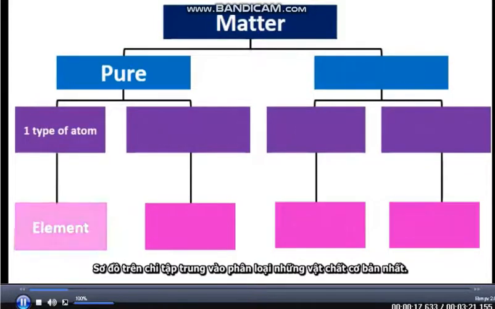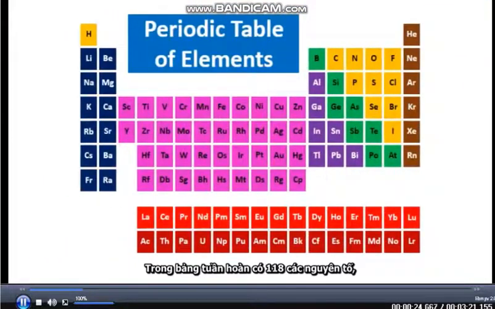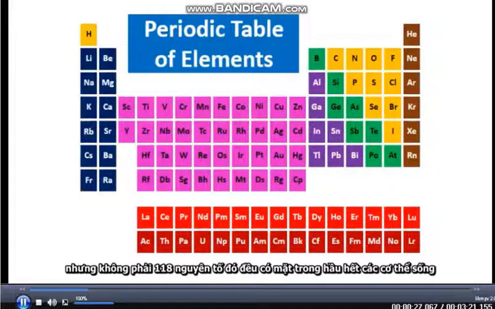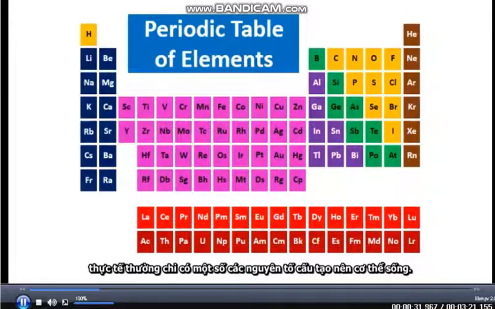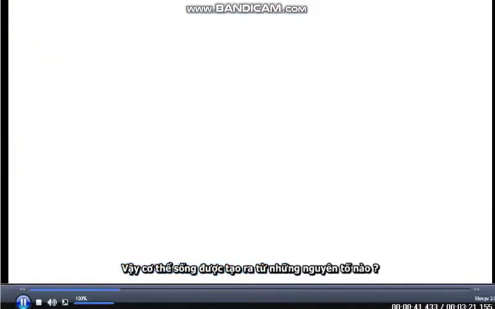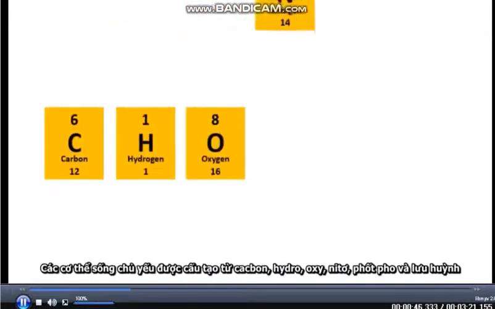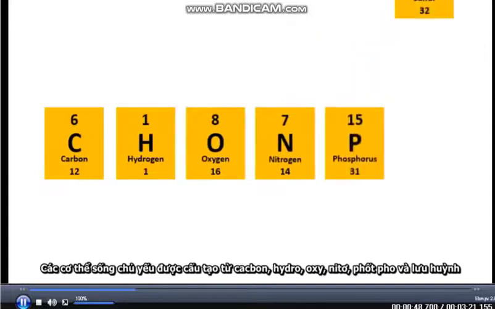This time we're going to focus just on the most basic type of matter that would be in living things, elements. There are 118 elements on the periodic table of elements, but there's not 118 different elements in most living things. In fact, there's typically just a few. So what elements are we made of? Well, we're mostly made of the following: carbon, hydrogen, oxygen, nitrogen, phosphorus, and sulfur, or CHNOPS.